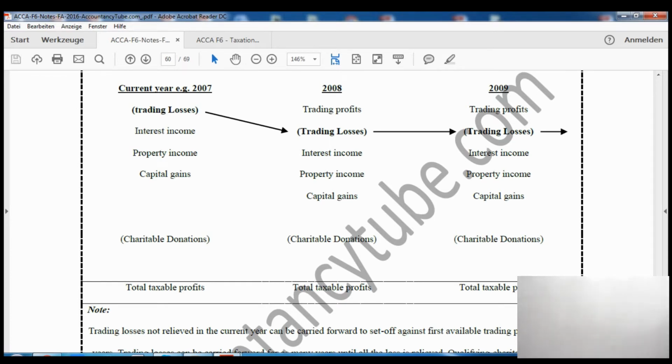All right. So 2007 was our current tax year, current accounting year. Then there was interest income, property income, and capital gains, and there were qualifying donations as well. After setting off the loss in our current year, if there is any loss left, then we will carry it forward for as many years as we want until the whole loss is relieved.